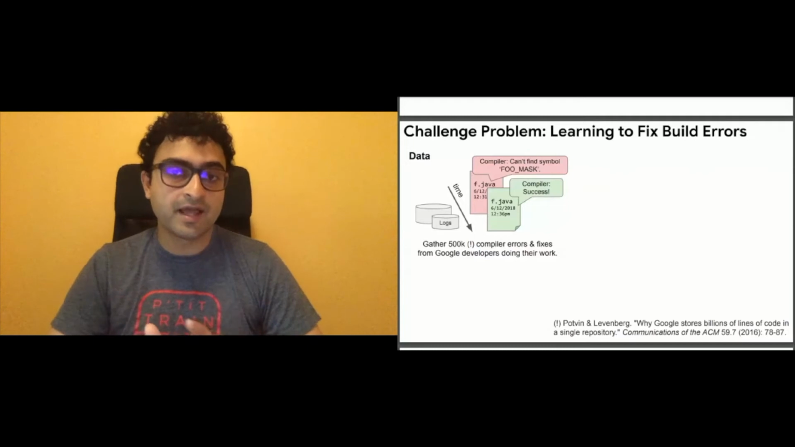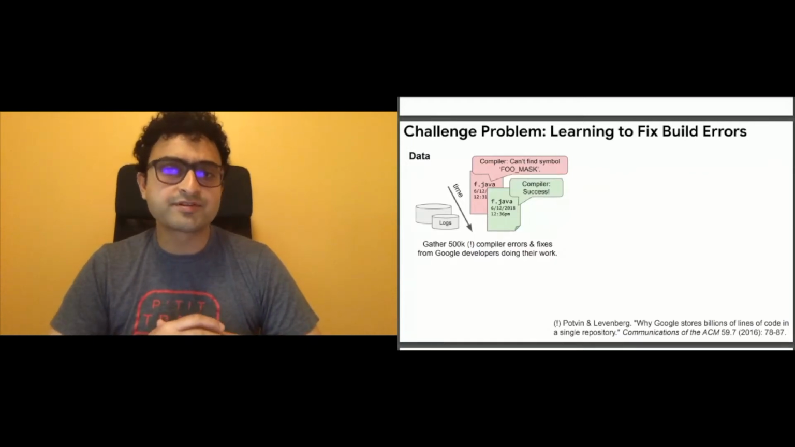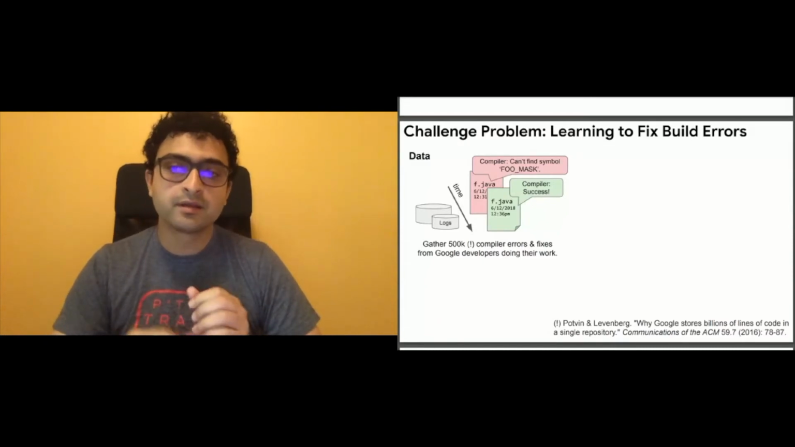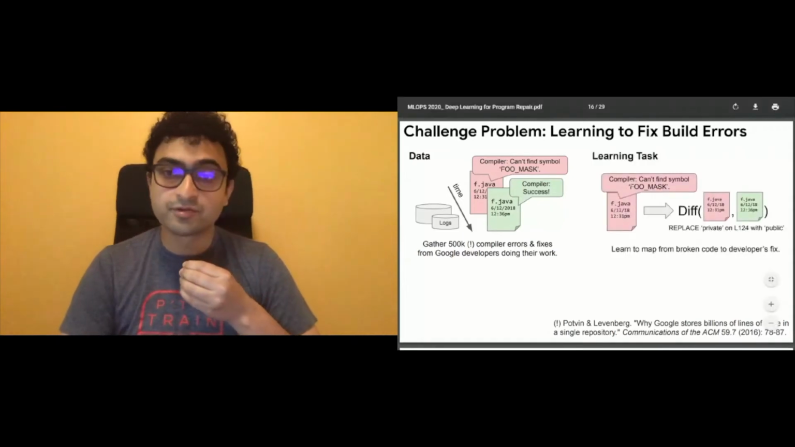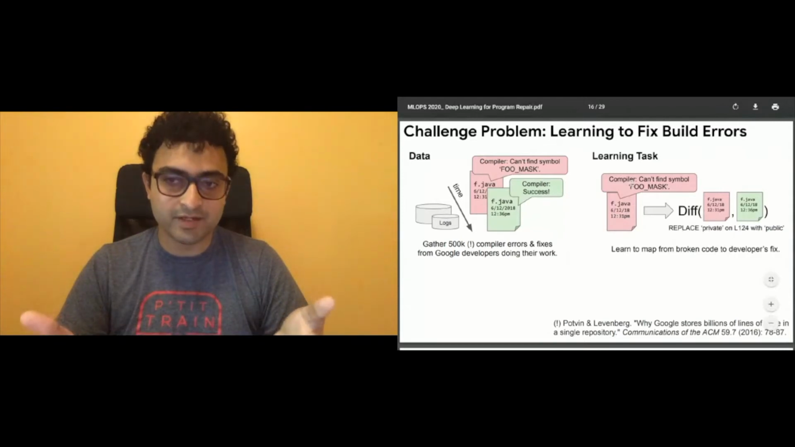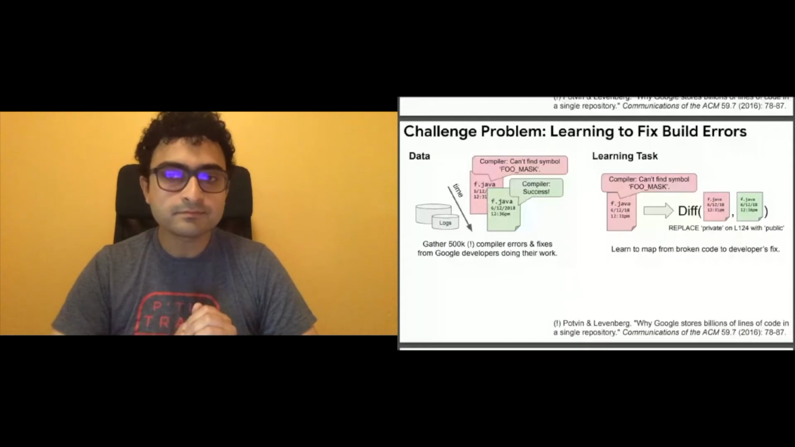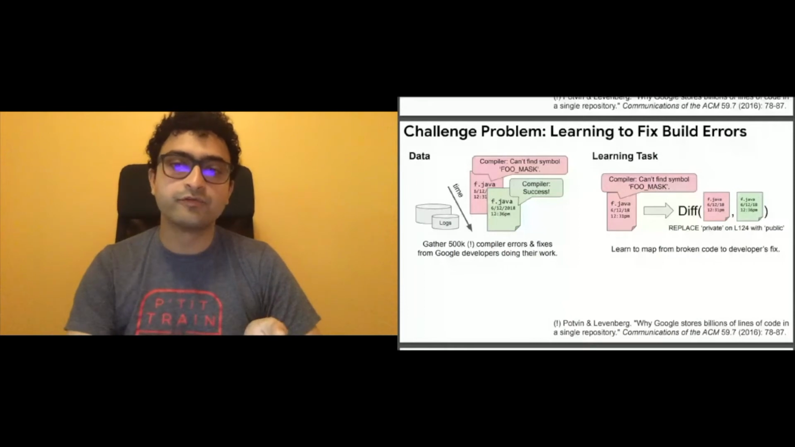Now, if your tech company has a sophisticated developer workflow, they probably stored logs of these interactions. So in particular, they might have stored the state of the broken program. They've also stored the compiler error that was provided as a hint, and also the state of the code when it was fixed. Enter machine learning. We can turn this into a learning task. We can go from the state of the broken code to a diff that fixed the broken code.